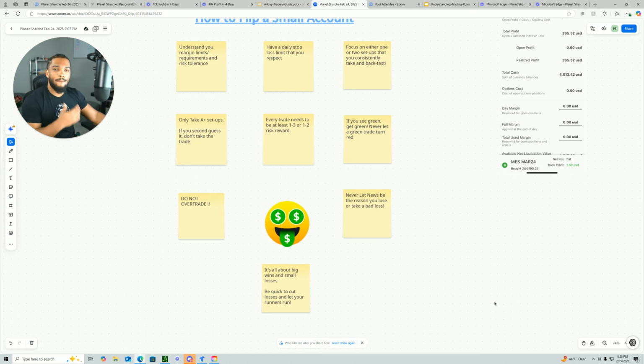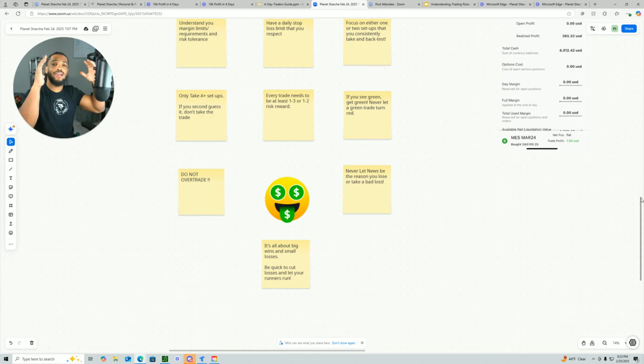Next, it's all about big wins, small losses. I preach this every day in my community. It's all about big wins, small losses. If you're able to have big wins and small losses, if you're able to cut your losses quick like this and let your runners run to gain you more and more profit, you'll do amazing. You'll flip accounts like no other.